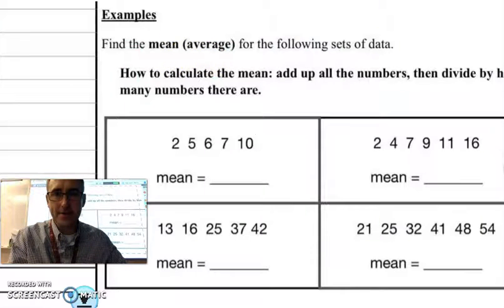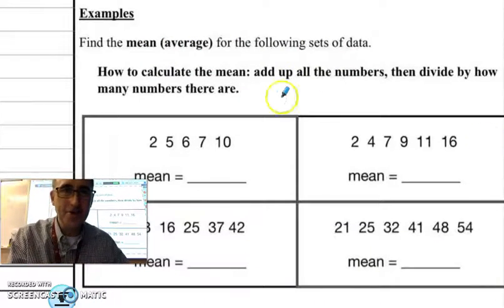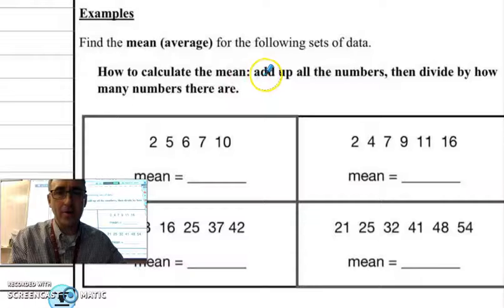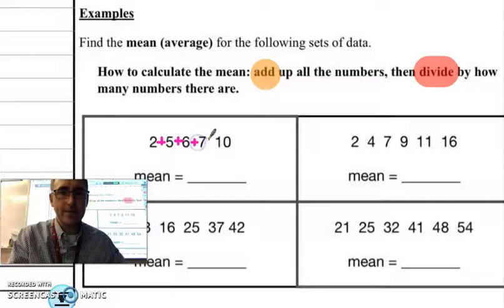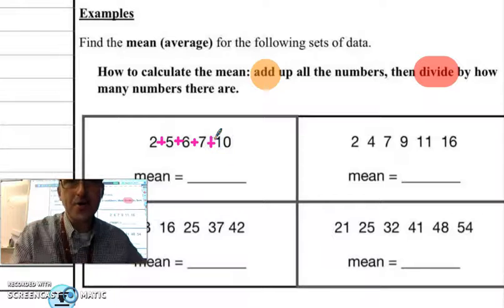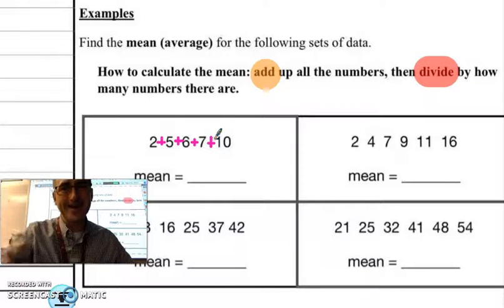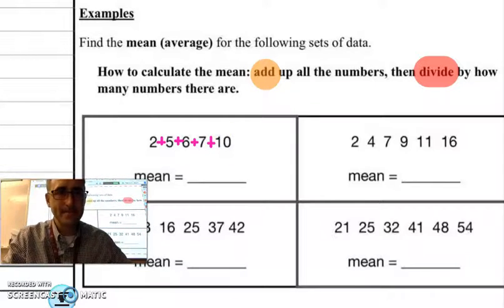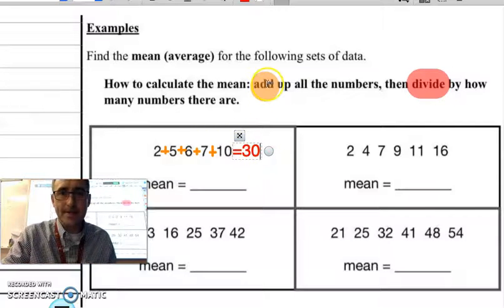Let's do some practice. We're going to practice finding mean, the average, for the following set of data. How do you calculate mean, you ask? Good question. To calculate mean, we are going to add up all of the numbers, and then we are going to divide by how many numbers there are. So we would add 2 plus 5 plus 6 plus 7 plus 10. Yes, you can use your calculator. I was hoping you were going to ask that. I'm going to use mine. I got 30. So that's the first step.